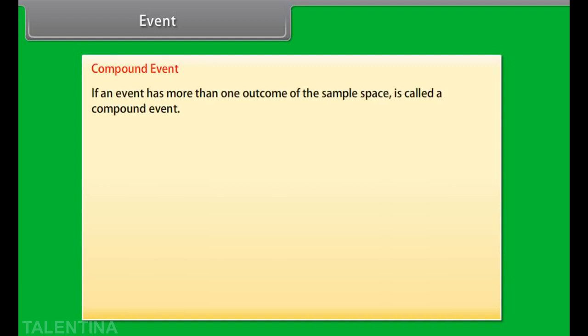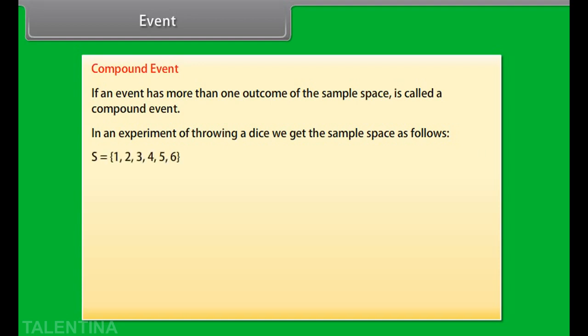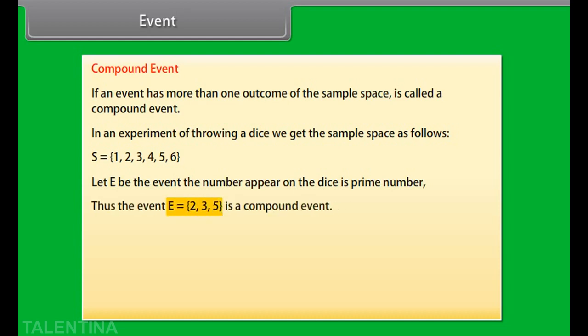Compound event. If an event has more than one outcome of the sample space, it is called a compound event. To understand it, let's take an example. In an experiment of throwing a dice, we get the sample space S is equal to {1, 2, 3, 4, 5, 6}. Let E be the event that the number appearing on the dice is a prime number. Thus the event E is equal to {2, 3, 5}. It is a compound event.